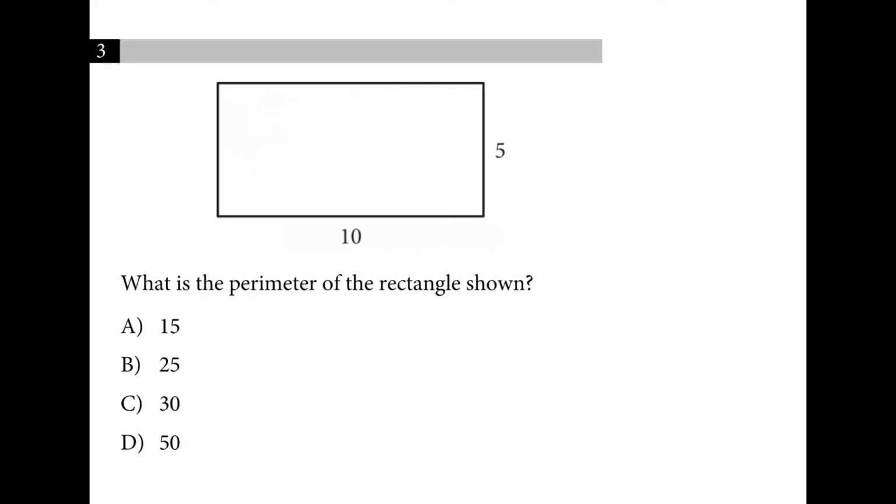For a perimeter of a rectangle, we take 2 times the length plus 2 times the width, because these are the same across from each other. So it's like 10 plus 10 plus 5 plus 5, and it's just 30.